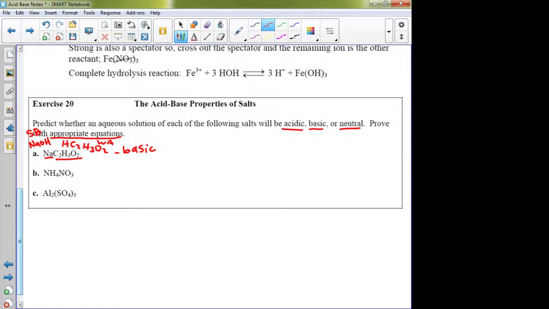So that means I'm going to go ahead and show my water. And I know that one of my products should be hydroxide because we said it was basic. Right? So now strong not only wins, strong is also a spectator. So this sodium here gets crossed out. So my other reactant is going to be C2H3O2 what? Negative. Thank you, Amber.